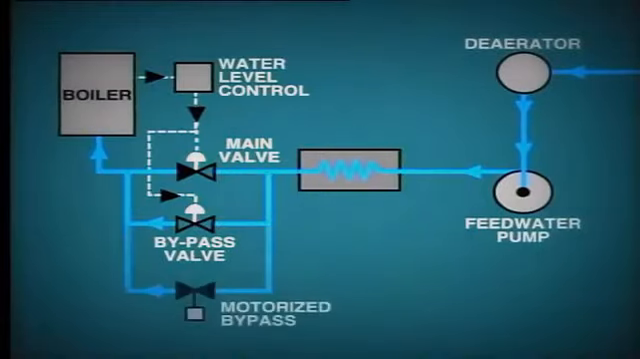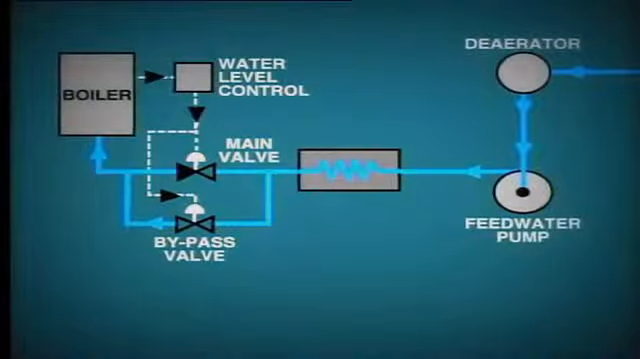A further bypass may be fitted around both of these valves for use in case of failure of the boiler control system or valve actuators. This manual bypass is usually operated by a remotely controlled motor actuator.